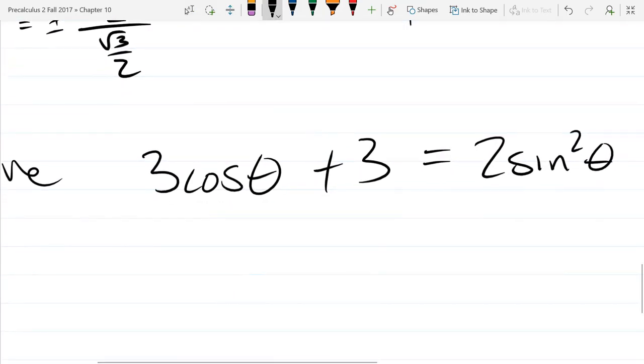Is it easier to turn sine squared into something with cosine squared, or is it easier to turn just a regular cosine into sine? We're going to go for the sine squared, because sine squared turns into 1 minus cos squared. So that's what we're going to be using. Let's write that identity down.